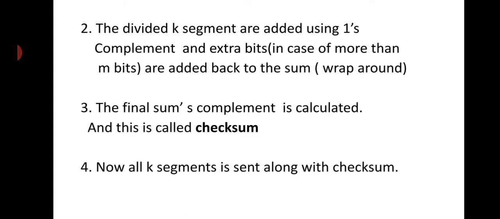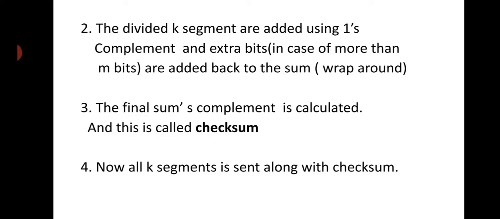Our second step is that the divided k segments are added using 1's complement, and extra bits in case of more than m bits are added back to the sum, which is wrap around. If we add all k segments to each other and the size of m is 4, but after summing the sum is 5 bits long, then the fifth bit, that is the extra bit, is added again into the 4 bits. This is called sum wrap around.